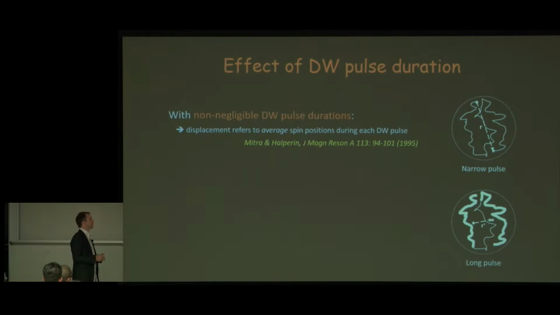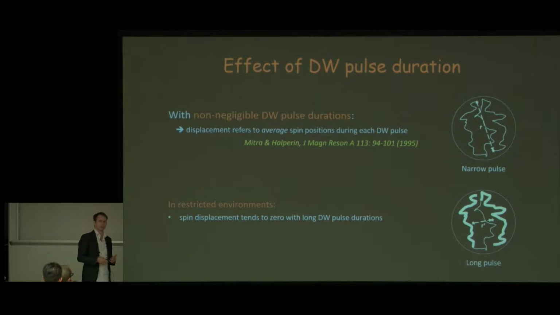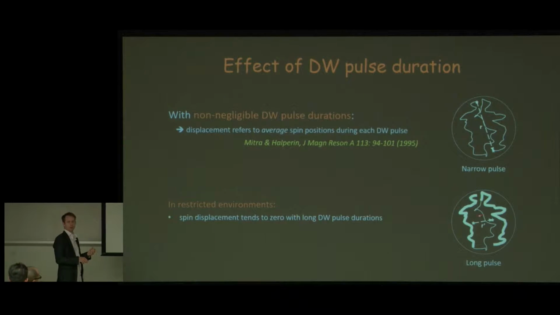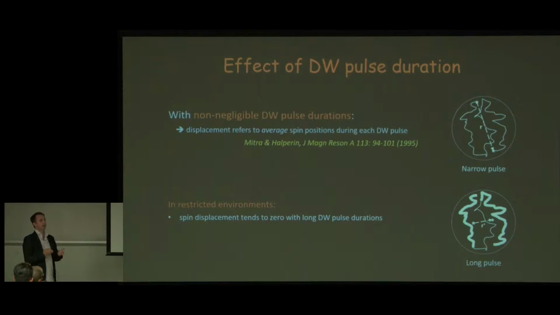Now, what that means is that when you have a restricted environment and a long pulse duration, then the average position of your spin over the timescale of your pulse will self-average to basically the center of the compartment. If it's long enough, it'll just on average be right in the center. And the same for the second untag pulse, in which case you're looking at the displacement between an average spin in the middle and an average spin in the middle, so you get zero net displacement with a long diffusion pulse in a restricted environment, which means you get no attenuation.